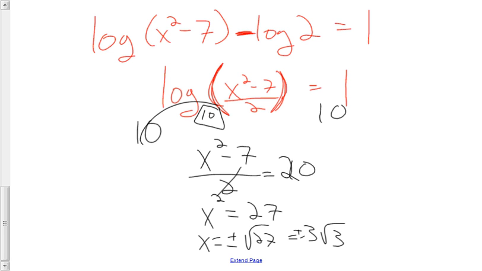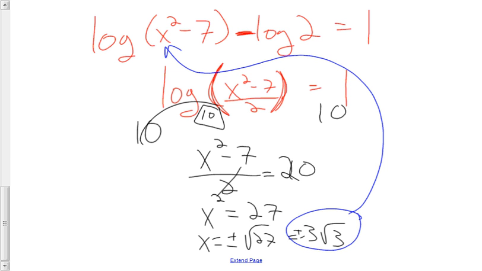But like the previous problem, we'd need to check if they both work. So if we plug this in, in this case, we're squaring the answers. So even if it's a negative x, it's going to be squared and become positive. And those positives minus 7 are both not negative. So in this case, both of them work.